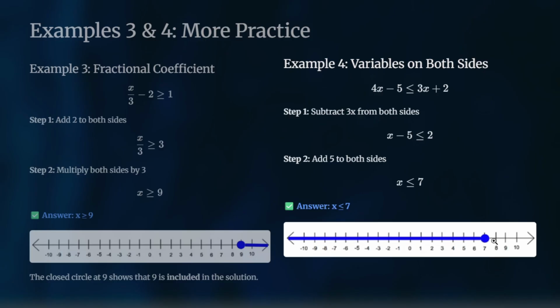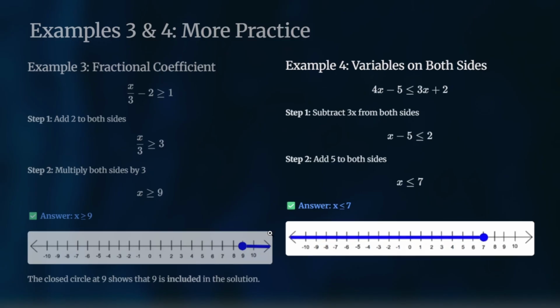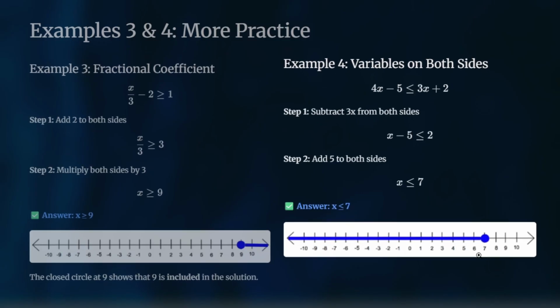So once again, you'll see that we'll have a closed circle at x equals 7 because it is included in our solution set. And the line goes to the left because all values that are less than or equal to 7 are included in our solution set. And you could always check your solution by plugging any number less than or equal to 7 into your original inequality to make sure that it remains true.